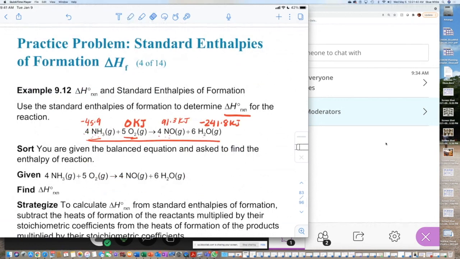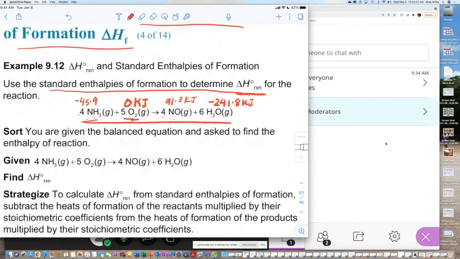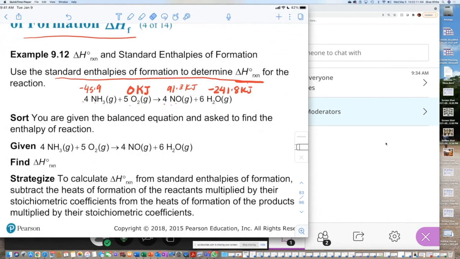Okay, so here's another question. Once again, our goal is to go over standard enthalpy of formation. We're using standard enthalpy of formation to determine delta H of the reaction for the following reaction. Look at that, I already have the standard enthalpy of formations written on the top. So I went back to the table and got these numbers. You need these numbers because you need delta H of formation to get the delta H of reaction.